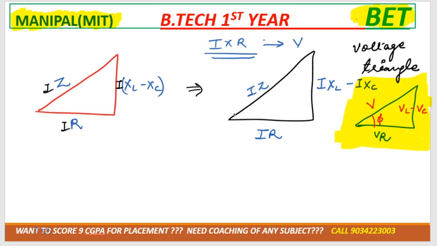Yeah, so in this particular case, if we apply the Pythagoras theorem, then V would be equal to root of VR square plus VL minus VC whole square, right? And you can get sin phi, cos phi and tan phi also. Okay? And this would be phi.